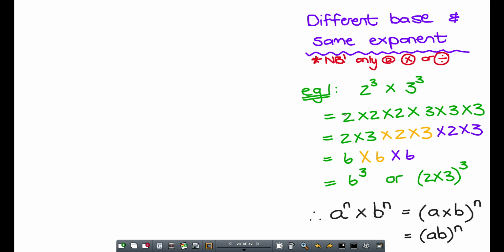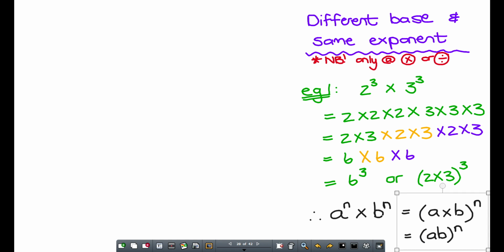I showed you this so that you could see how we got there. But in the test or in the homework, we are going to use these shorter steps. You use the shortcut.